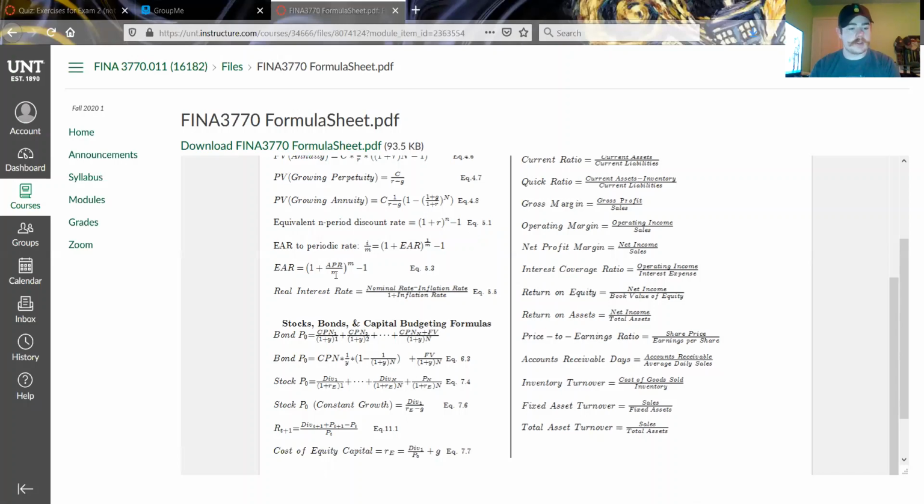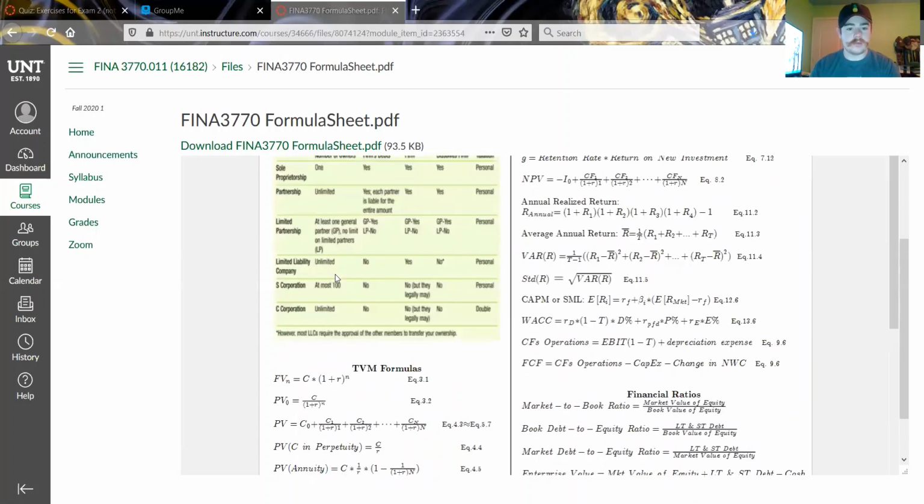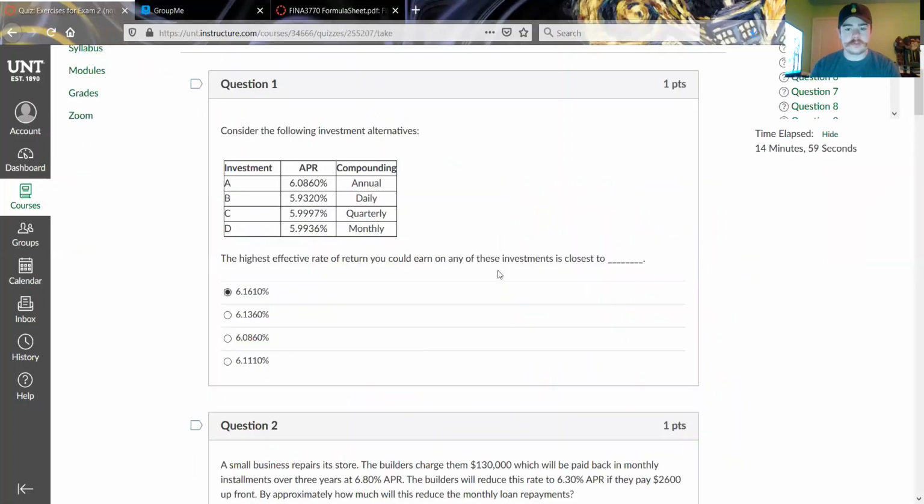So Jonathan said we use the effective rate of return formula. It's 1 plus APR divided by M, so I imagine the amount of compounds, raised to the power of M, the number of compounds, minus 1. So if you did that, it would be 1 plus 6.086 divided by 1, to the power of 1, minus 1.